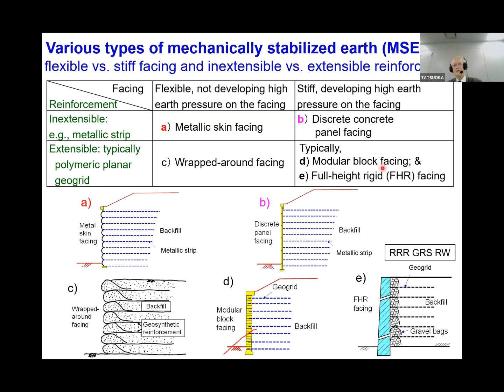And yeah, the modular block facing with the grid, D. The last one is E. This is a stiff facing, full height rigid facing with the grid reinforcement. This is the GRS retaining wall.